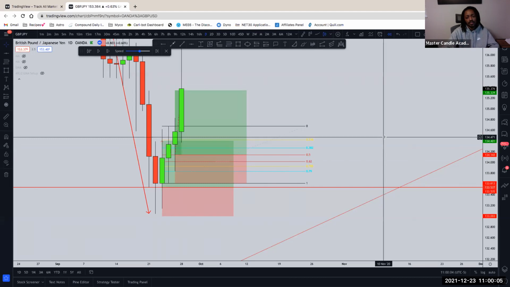Can inside bar be used as a scalping strategy? Yep. I mean, everything can be used as a scalping strategy. It's just a matter of how you use it. I don't want you guys to think that there's swing strategies and scalping strategies. There's just strategies, and it's just dependent on what time frame you use them on.